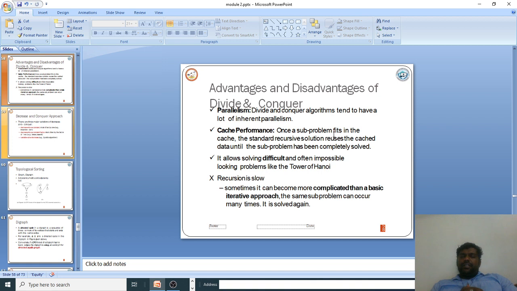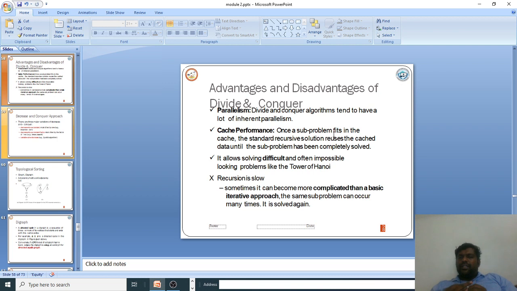The advantages of divide and conquer: there is parallelism, where simultaneously you can sort the left hand side part and right hand side part, such that at the combined time the data will be visible. Next, the cache performance. When the subproblem fits in a cache, so if that particular value or function is needed all over again, it can be fetched and used.